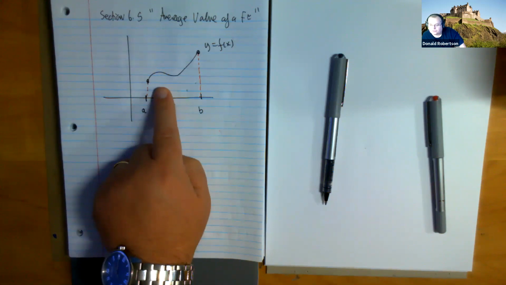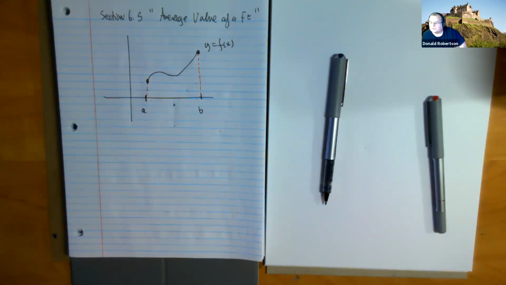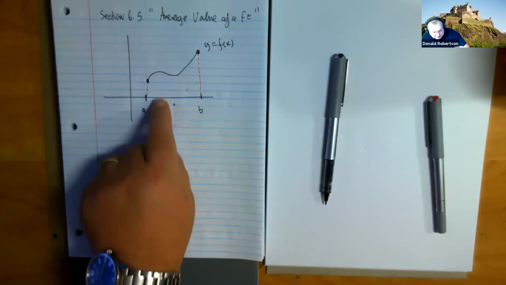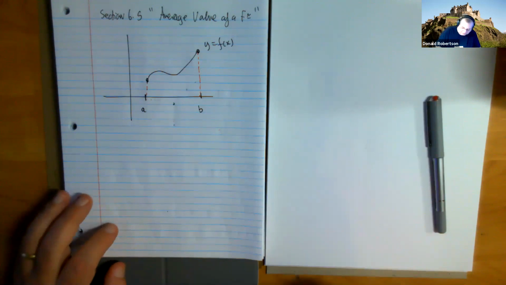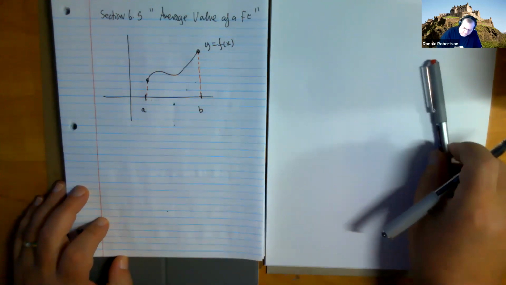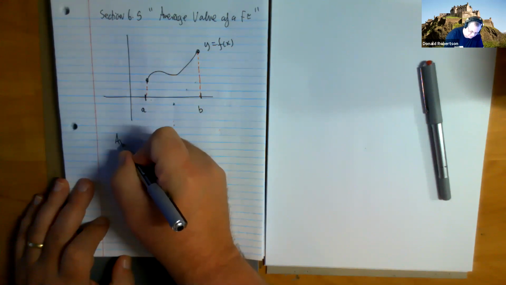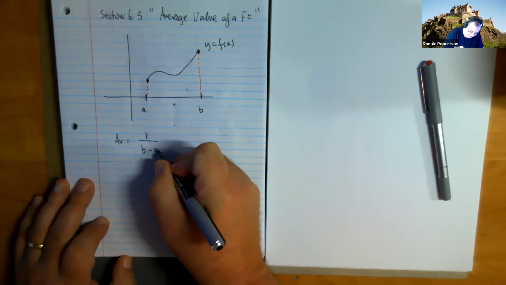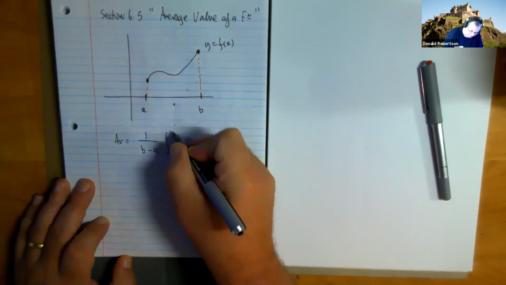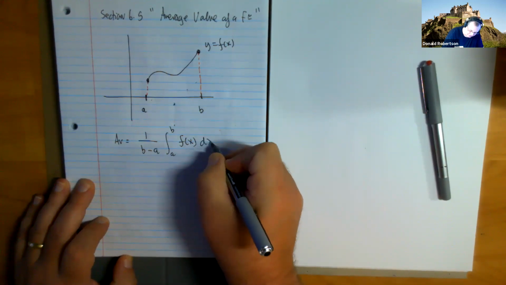Well, imagine we wanted to find the average value of a function, because that's essentially what we want to do. We want to find out what's the average height of the function. And the formula for it is very simple. The average value of a function is 1 over b minus a, the integral from a to b of f of x dx.